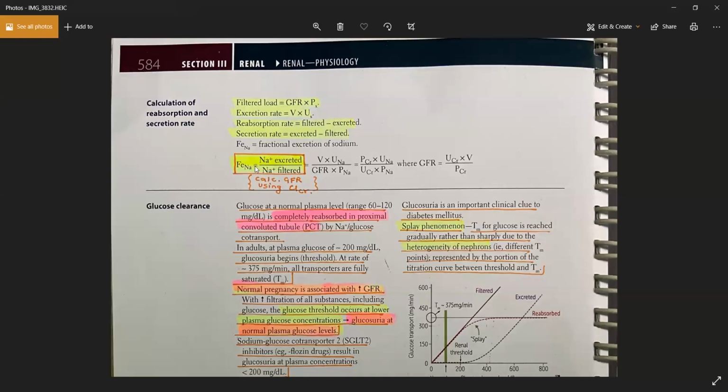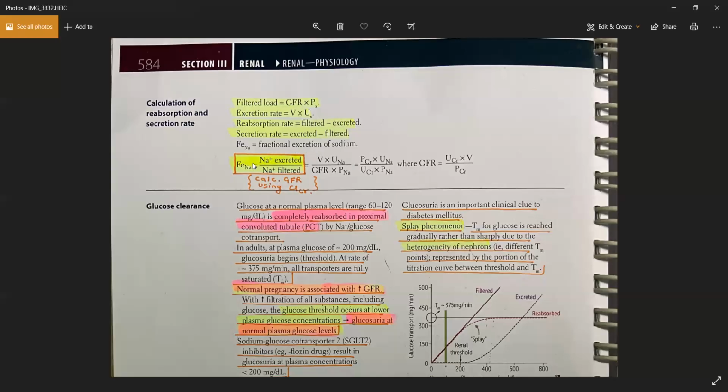So I have a filtered load from the GFR. Some of my sodium got filtered. Much of the sodium got reabsorbed in the tubules, and the remaining one will be excreted from my kidneys, from my tubules. So how much of this sodium is excreted among this filtered load of sodium, you call it the fractional excretion of sodium.